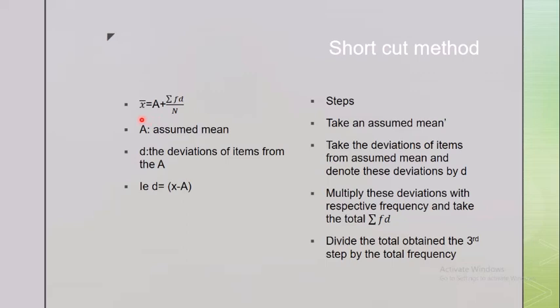So in a shortcut method, your formula is given as x bar is equal to a plus summation fd divided by n, where a is an assumed mean and d is the deviation of items from the assumed mean. Now let's see how to work out this formula. You first assume a mean, then you take the deviations of the items from the assumed mean and denote it by d. You multiply that d with the frequency, and you take the sum divided by n. You add that to the assumed mean, and you get the answer.